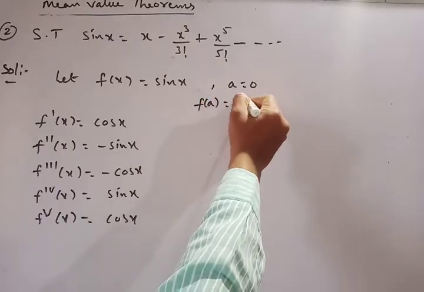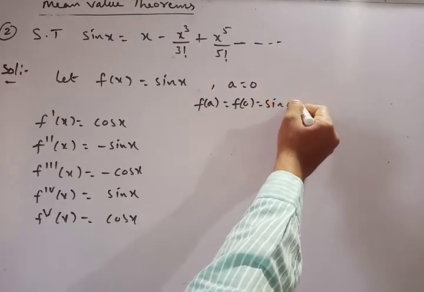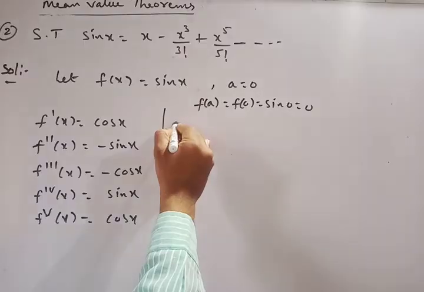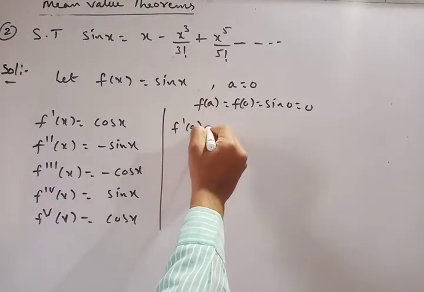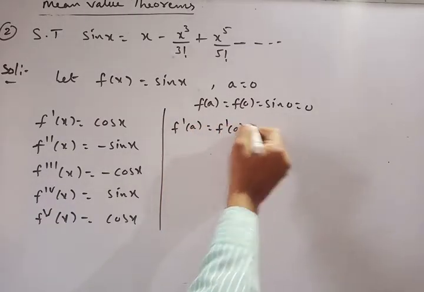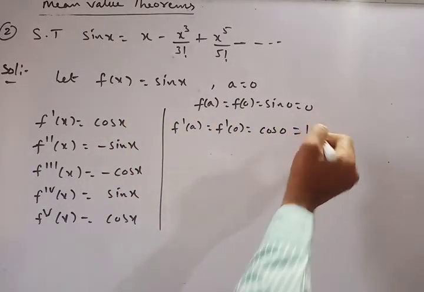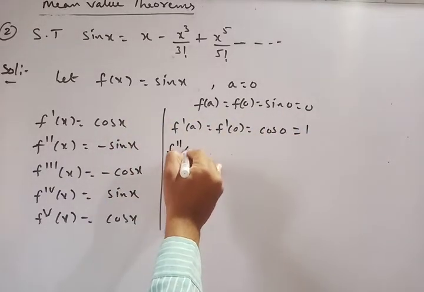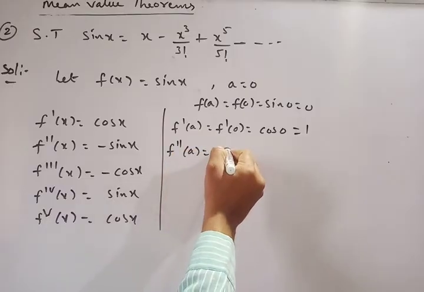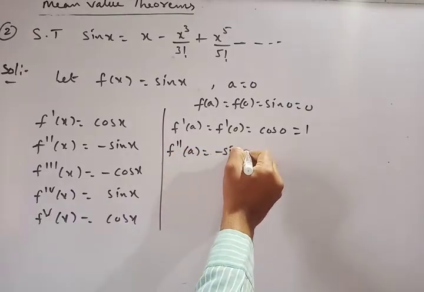That means f of 0, sin 0 is what? 0, correct? Next, f dash of a. What is f dash of a? The a value is 0, so f dash of 0 is cos 0. Here you have to write 0, no? Cos 0 is how much? 1. Now f double dash of a, that means minus sin a. The value is how much?